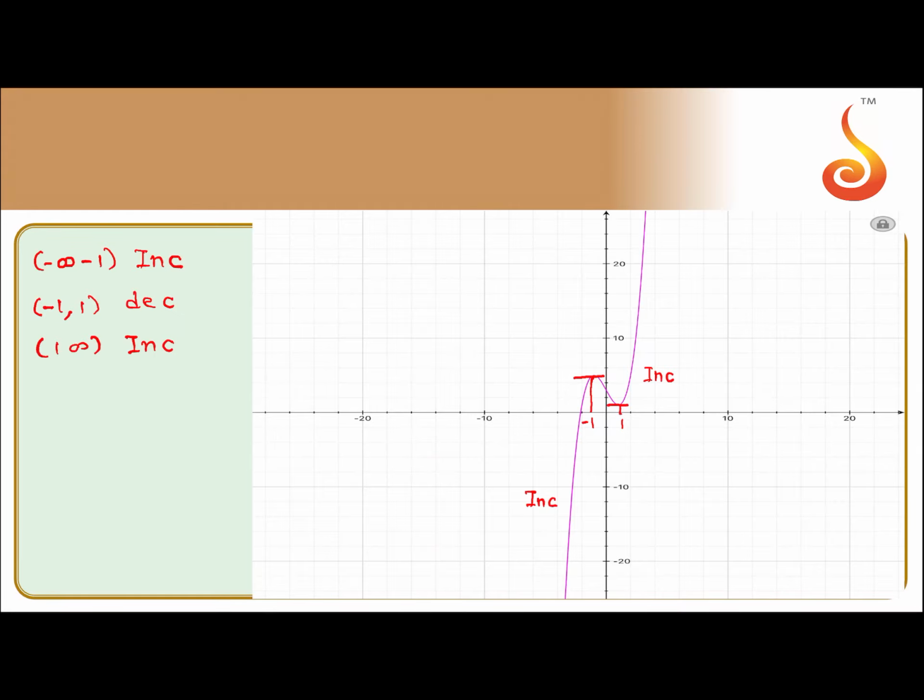So earlier we have said whenever the function increases and decreases, you get the point of maxima. Whenever the function is decreasing then increasing, you get a point of minima. So f of 1 is minimum value and f of minus 1 is maximum value.